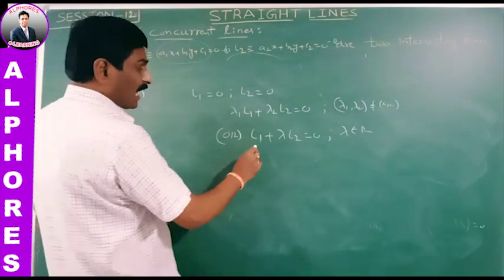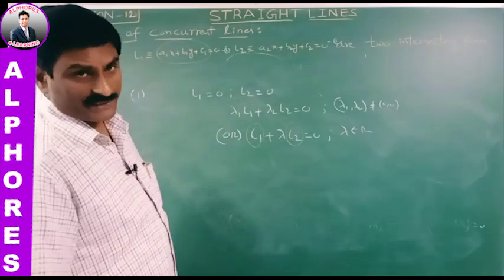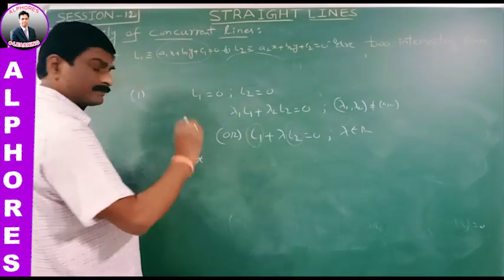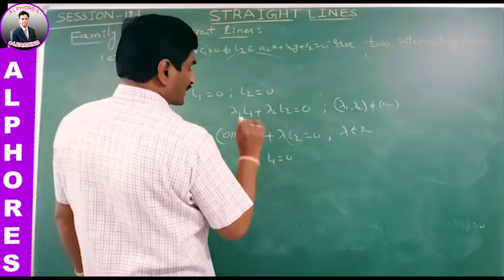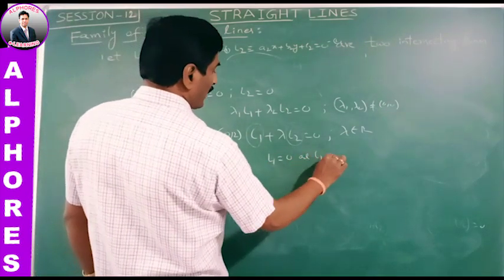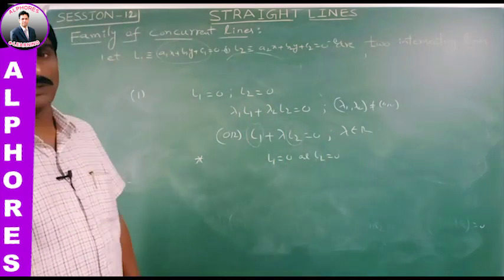Here, for getting the common point P, by solving L1 and L2, we get the point of concurrency. Please note that point also. Here, the point of concurrency is nothing but the point of intersection of the lines L1 is equal to 0 and L2 is equal to 0.